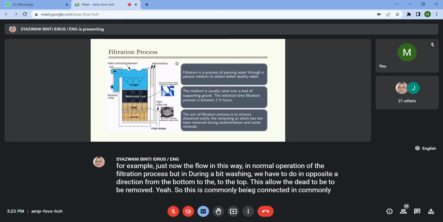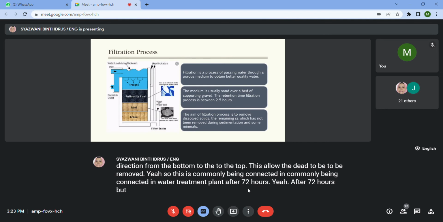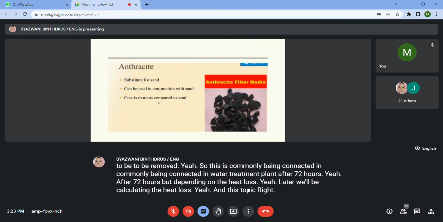Yeah, so this is commonly conducted in a water treatment plant after 72 hours, but depending on the head loss. Later we will be calculating the head loss in this topic. Right. These are the anthracite.